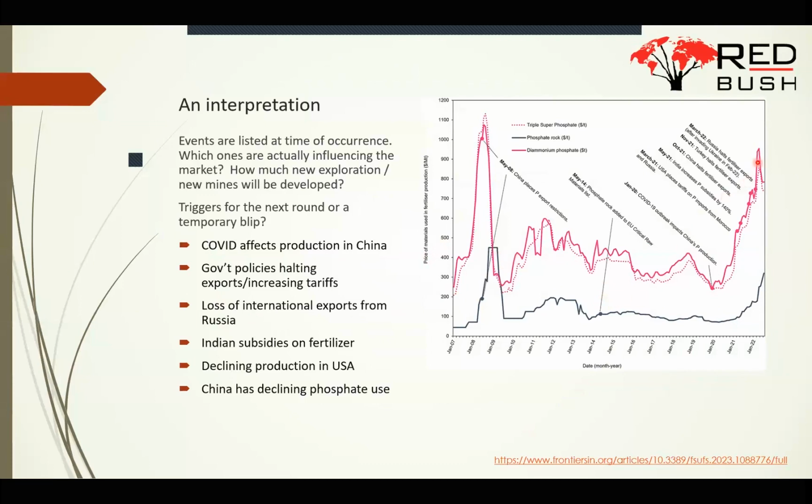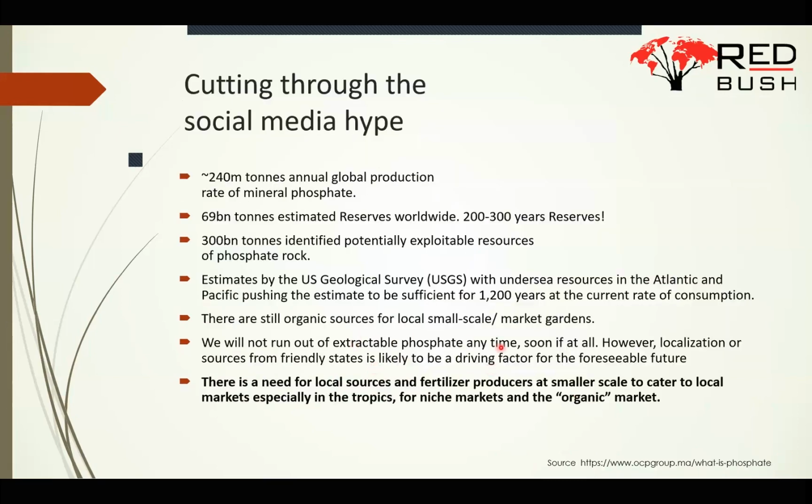I think Mark has shown you the reasons for the blip: COVID, government policies halting exports, or tariffs, loss of international exports from Russia, Indian subsidies. The Indian government subsidizes fertilizer, so it increases use, declining production in the US, and China. The other one is China has had a declining phosphate use for quite a few years now. So that's one that we don't always take into account. So I don't know where it's going, but we have lots and lots of phosphate.